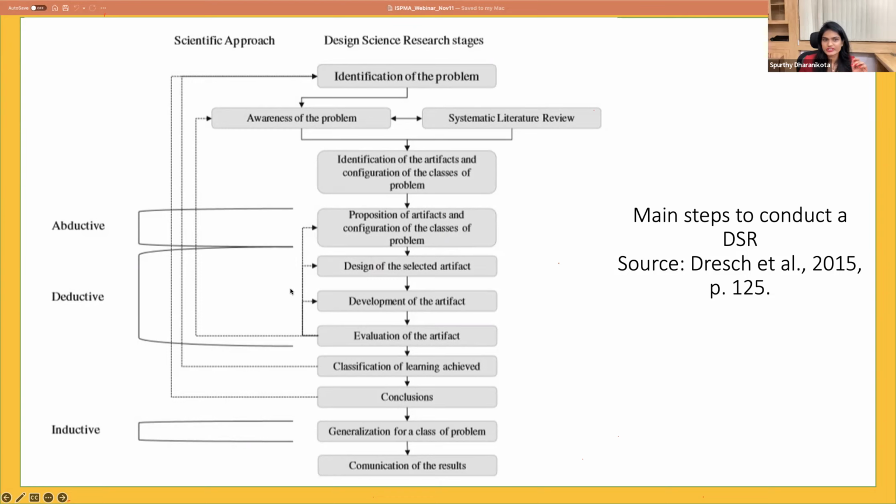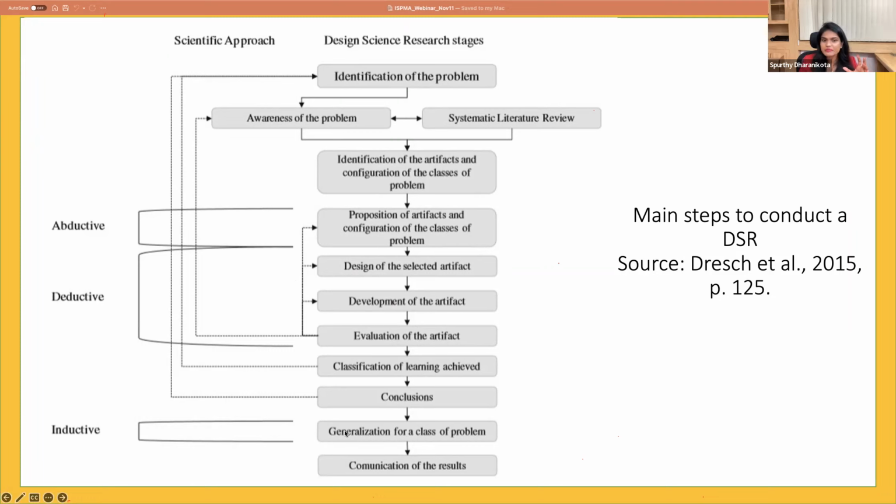You see what I'm saying? So you're deducing the next step out of the results from the previous step. And then you're building on it again until you get the final artifact, which actually solves the problem that you're facing. So it's a build and evaluate procedure that's being done here. And that's deductive in nature.